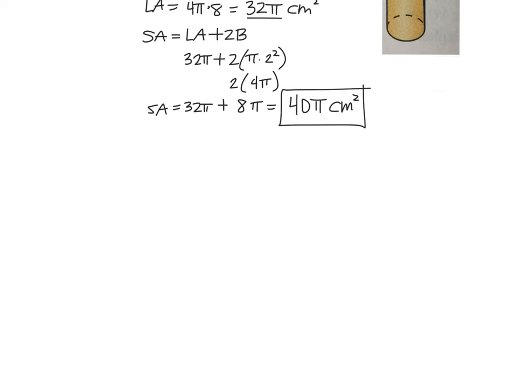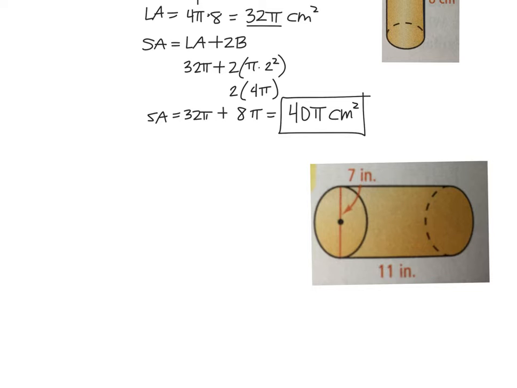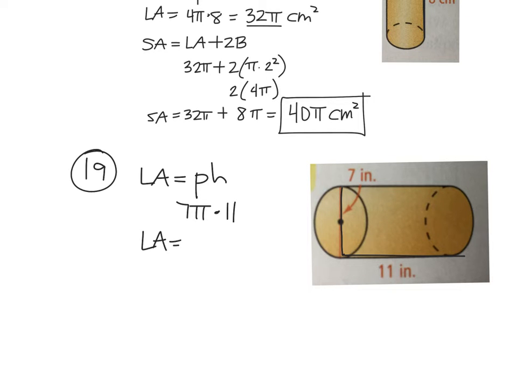Number 19. 19 looks like this. You have a cylinder. It's laid on its side, but that doesn't change the process at all. It says find the surface area in terms of pi. So we're going to start with lateral area, which is perimeter of the base times the height. With a diameter of 7, that's going to be 7 pi for the perimeter. And then our height is the 11. So our lateral area right now is 77 pi square inches.